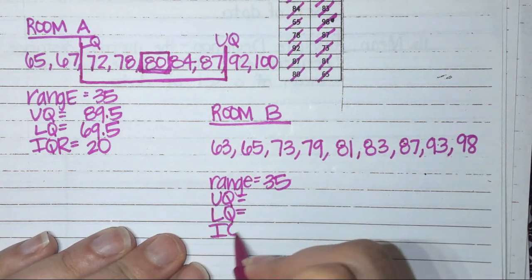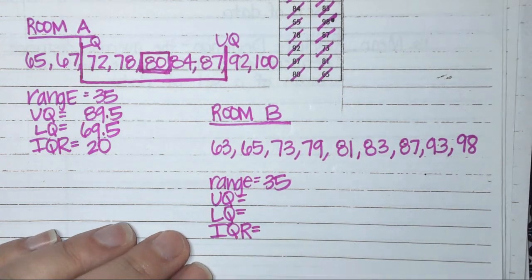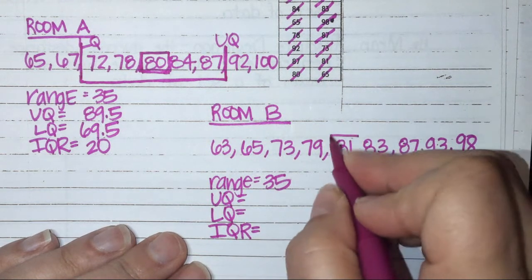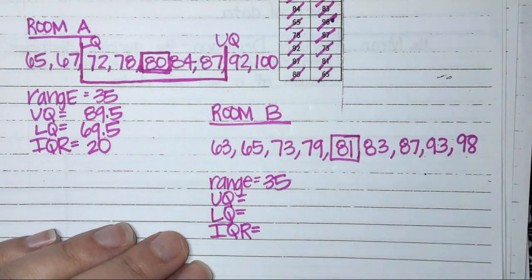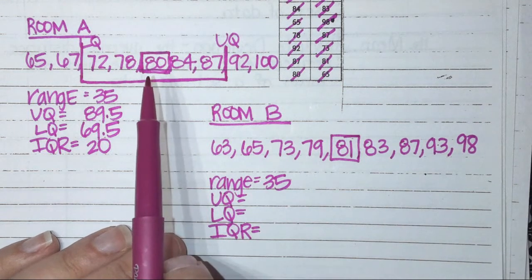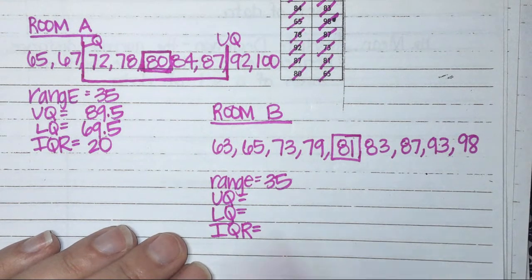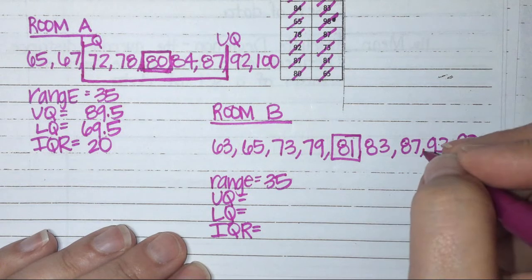All right, let's find our median. What is my median? 81. 81. Okay. What's my median over here? 80. 80. So again, still pretty similar. Okay, what about my upper quartile over here? Where's it going to fall? 87. Between 65 and 70.